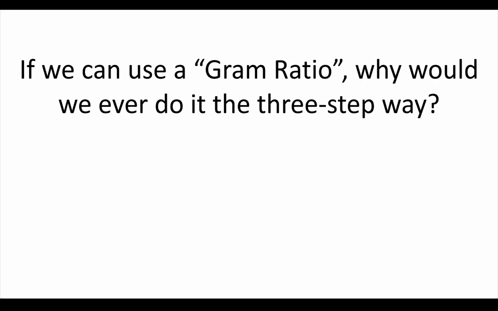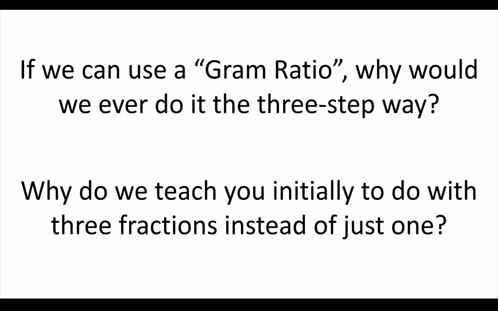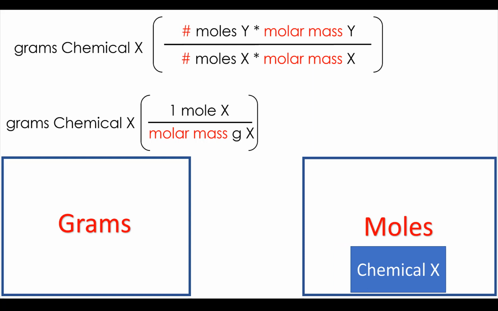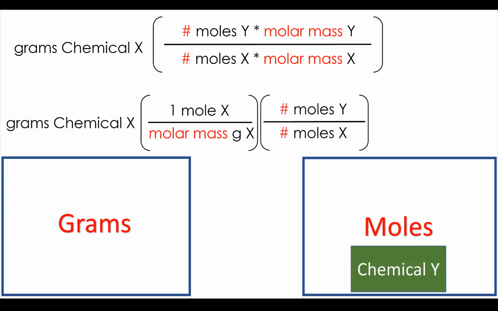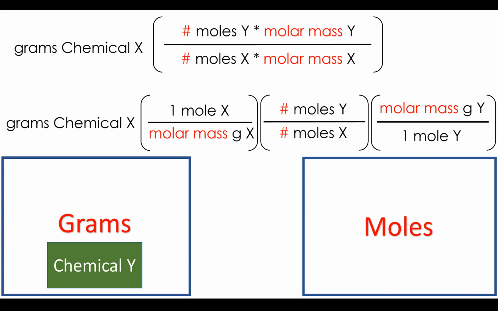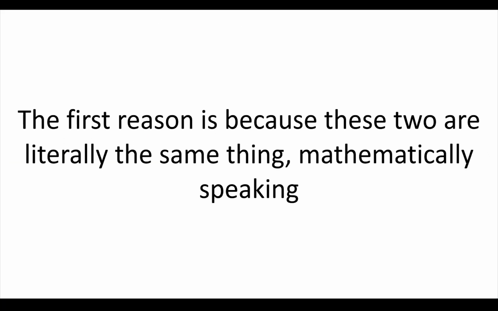So if we can use a gram ratio, why would we ever do it the 3-step way, going into moles and then out of moles? Why would I initially teach you to do 3 fractions instead of just 1? So the top is what we just did, where you use the gram ratio. This bottom is what I taught you before. You start with grams of the chemical, then you move into moles with the molar mass, then you use the mole ratio, then you move back with the new molar mass. So 1 step versus 3 steps. Why would I teach you a 3-step process when a 1-step process exists?